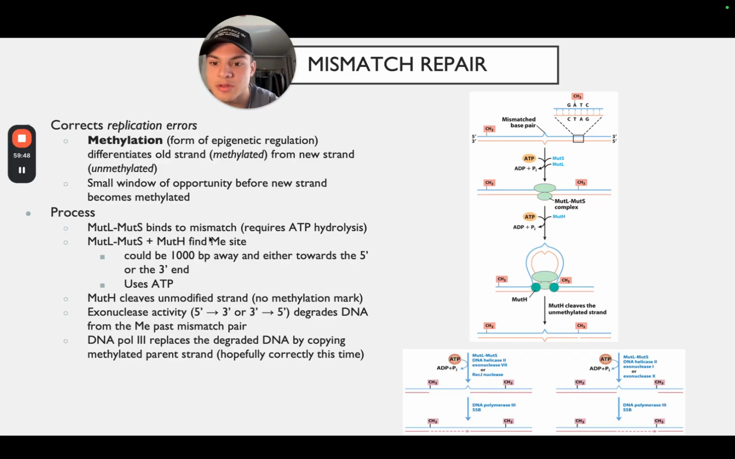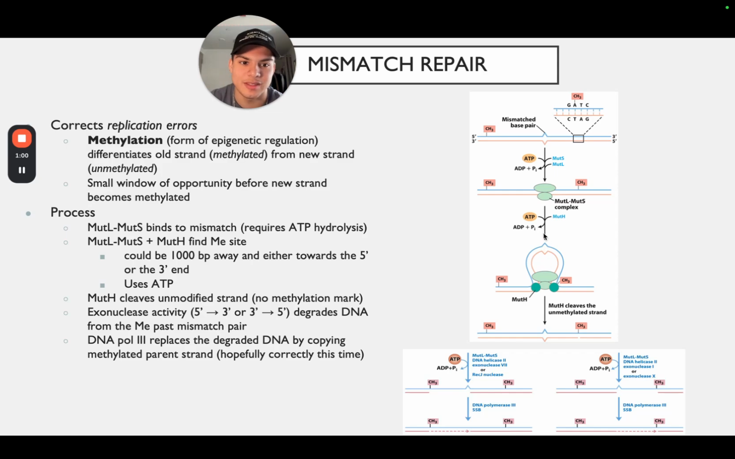So the MutL and MutS proteins bind to the mismatch. As you can see here, they're designated by these little triangles. We have the mismatched base pairs, and MutS and MutL bind onto those and form this complex. It requires ATP hydrolysis to bind, and then once this complex forms, MutH is going to find the methylated site. So we have these two form, and MutH comes in and forms this loop essentially.